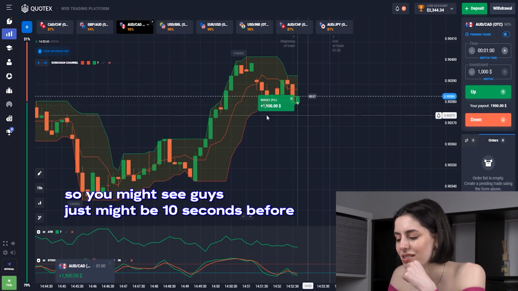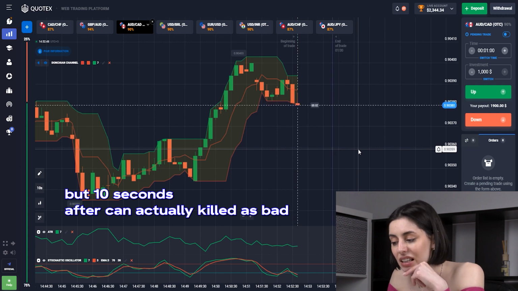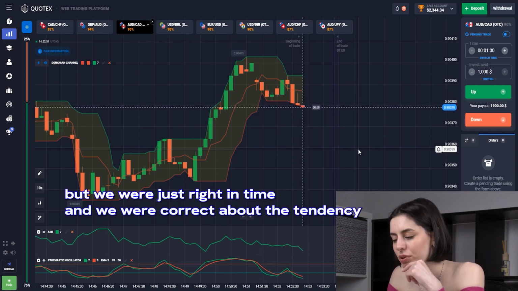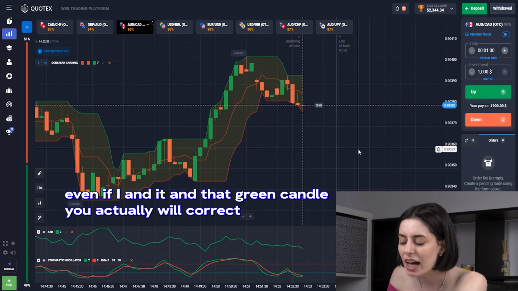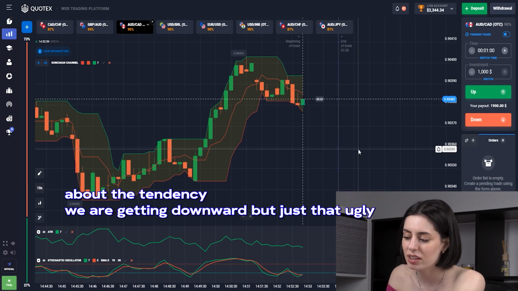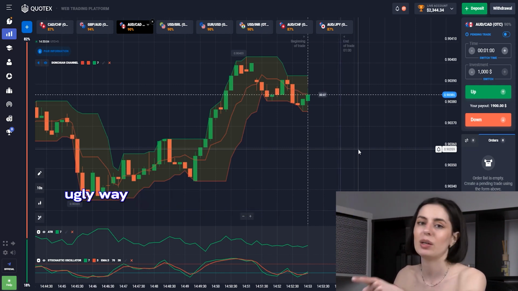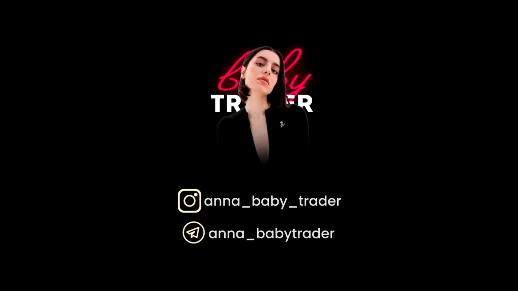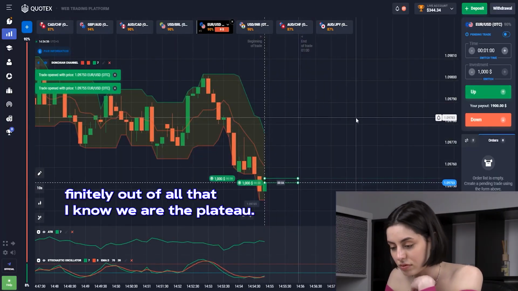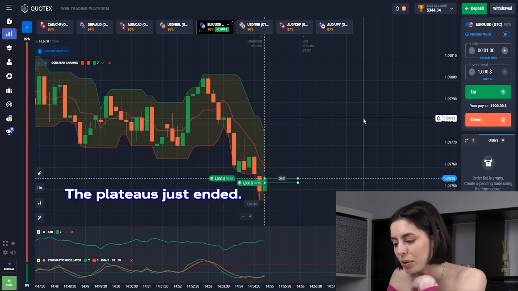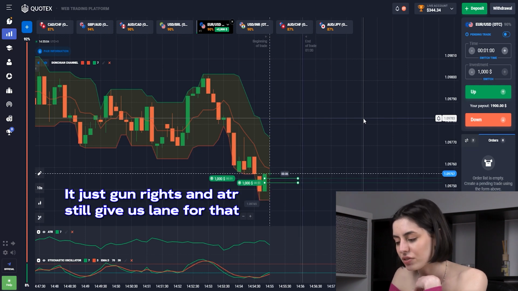So you may see, guys, just maybe 10 seconds before or 10 seconds after can actually kill this bet. But we were just right in time, and we were correct about the tendency. Even if I ended in that green candle, we were correct about the tendency. We are getting downward, but in that ugly way. Here, definitely, out of all that I know, we are at the plateau. The plateau just ended. We gotta get back upward. We're just gonna rise.